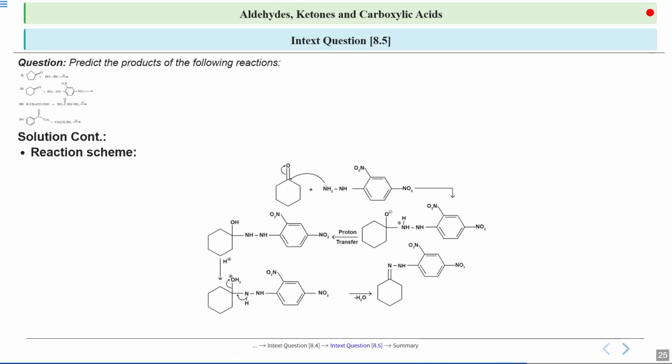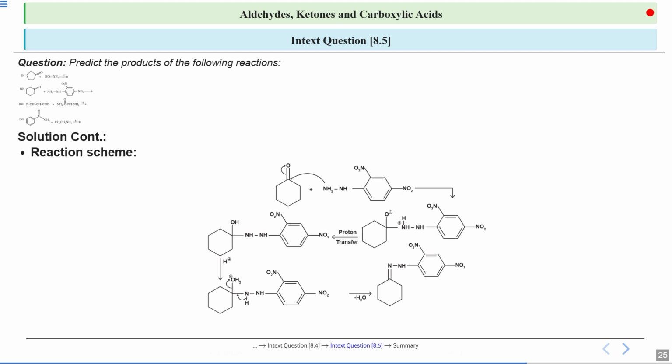If you look at the mechanism scheme, in the first step the lone pair of this nitrogen is attacking the carbonyl carbon of cyclohexanone. Then this proton rearrangement occurs, resulting in the elimination of the water molecule. When this nitrogen with its lone pair attacks the cyclohexanone, you get this intermediate. Now this nitrogen has a positive charge and oxygen has a negative charge.